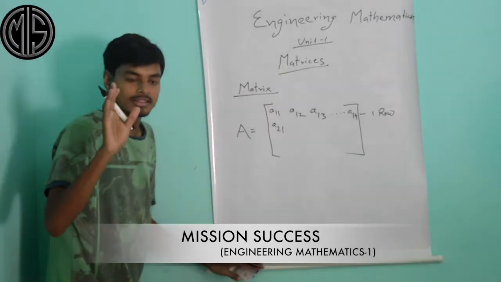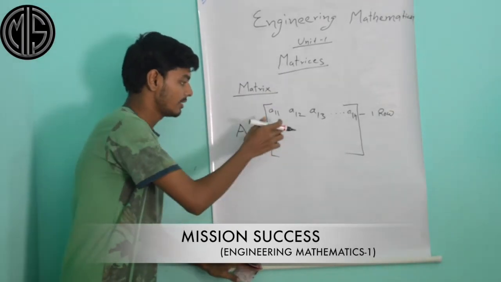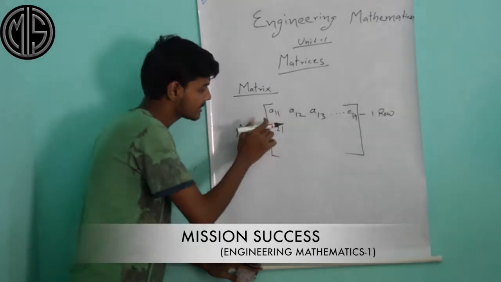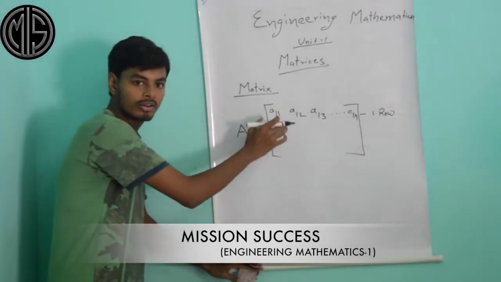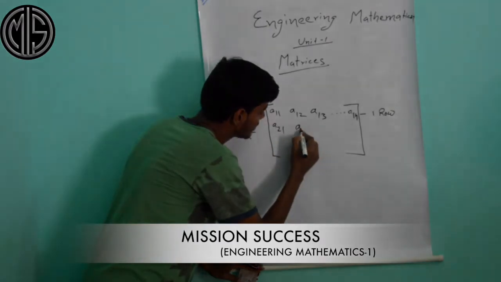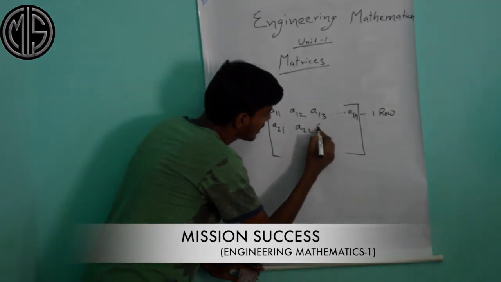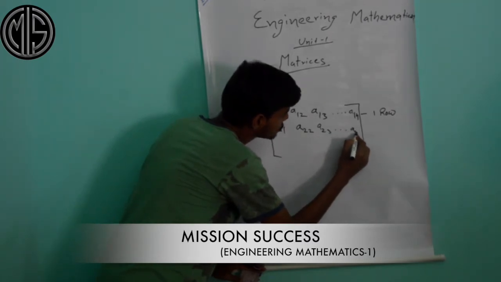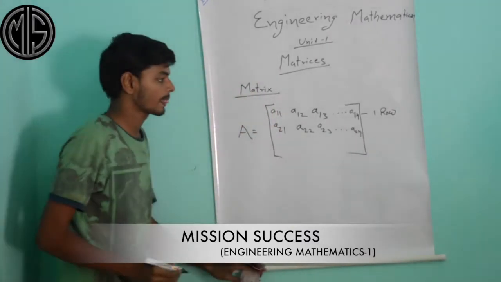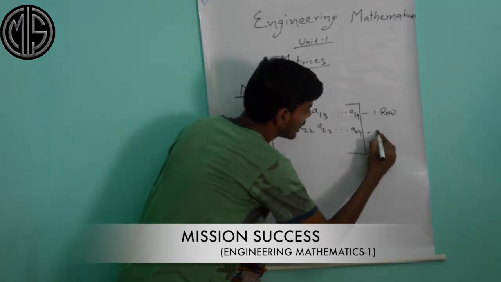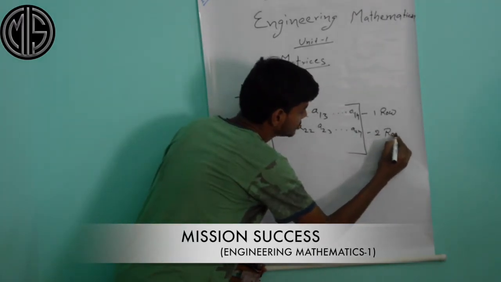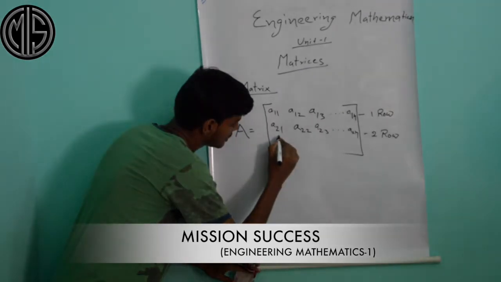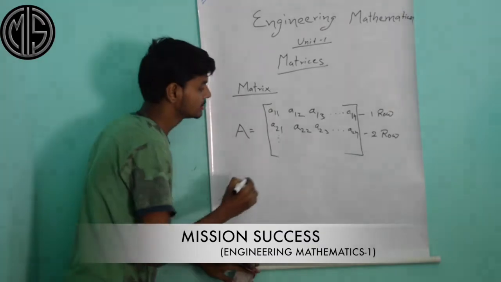Now A21 means the element which is situated here at the second row and first column. Like this, A22, A23 and A2n. This is called the second row. Now see, like that, up to infinity.